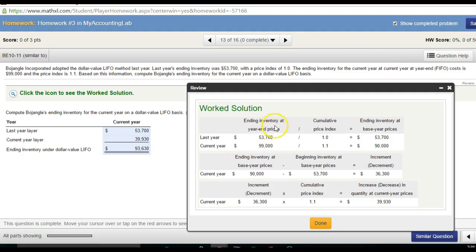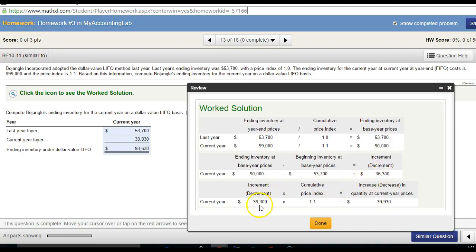So last year, our ending inventory price was $53,700, and the current year end at FIFO is $99,000. We're told that the cumulative index is 1, and for the current year, 1.1. You divide 53,700 by 1, and you get 53,700 ending inventory at base year prices. The current year of 99,000 gets divided by 1.1 to get an ending inventory at base year prices of 90,000. You then take the current year ending inventory at base year price of 90,000 and subtract the ending inventory at base year prices from last year to get an increase of $36,300.